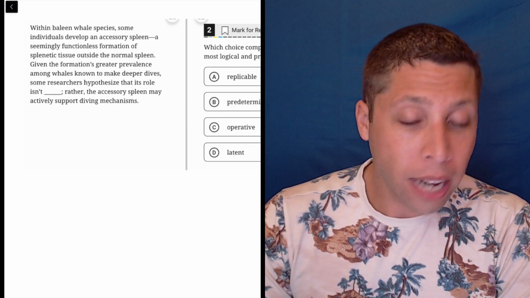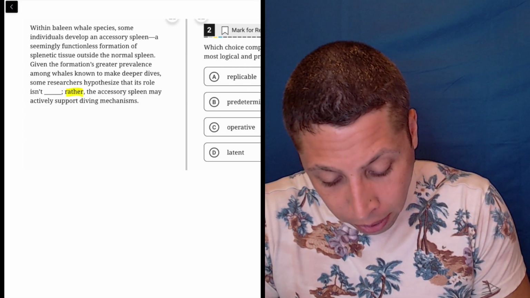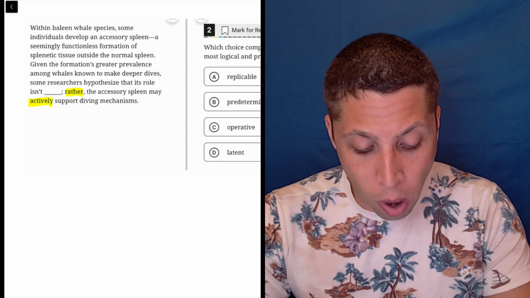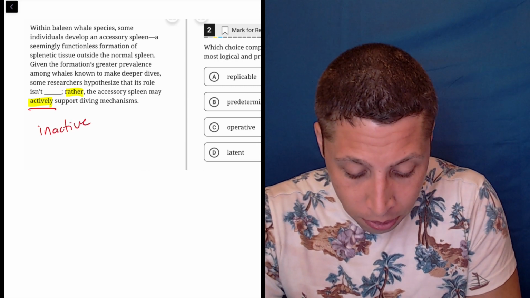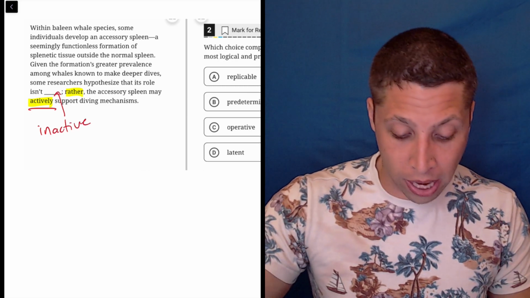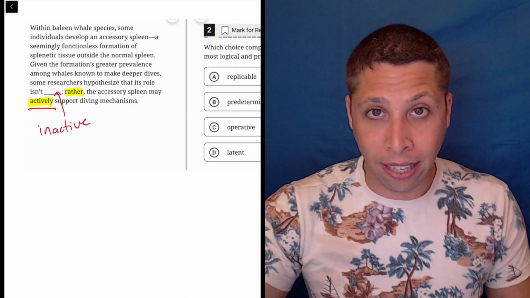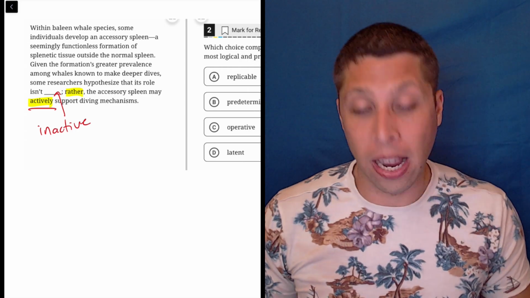Well, yeah, there's a lot of tough words in here, but you really got to notice the easy ones, right? So rather, it's active. So they're clearly making a contrast here. So we want a word that means the opposite of active. So how about inactive, right? That's my guess for what they're saying here. Some researchers hypothesize that its role isn't inactive, rather the accessory spleen may be actively supporting diving mechanisms, right?